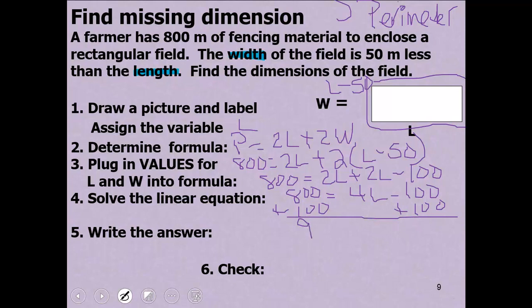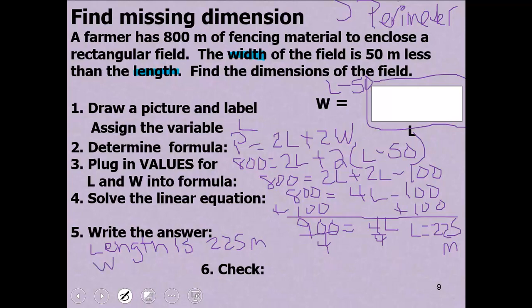And I'm going to get 900 is equal to 4L. I'm going to divide by 4. And I get L is equal to 225 meters. Okay? So it wants me to write the answer. Length is 225 meters. Width is going to be 50 meters less than that. So 225 minus 50 is equal to 175. So we get 175 meters.